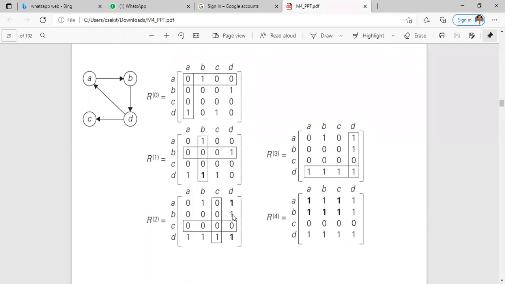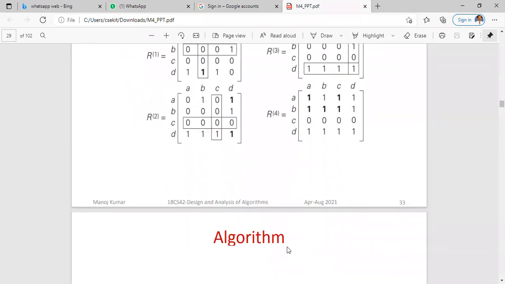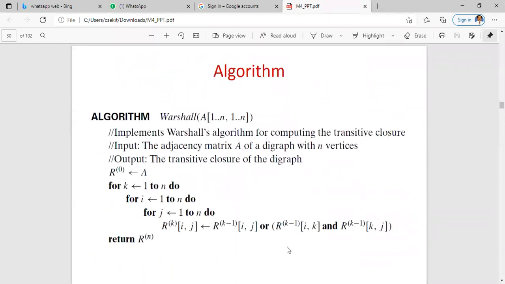So B to D, you have path 1. It's already there. D to D, it's path 1. Okay, you can write these particular steps on your own. This is the transitive closure, how you are going to consider. So come for the algorithm, Warshall, 1 to n, 1 to n. It implements Warshall's algorithm for computing the transitive closure. The input is the adjacency matrix A of the digraph with n vertices, and the output will be the transitive closure.